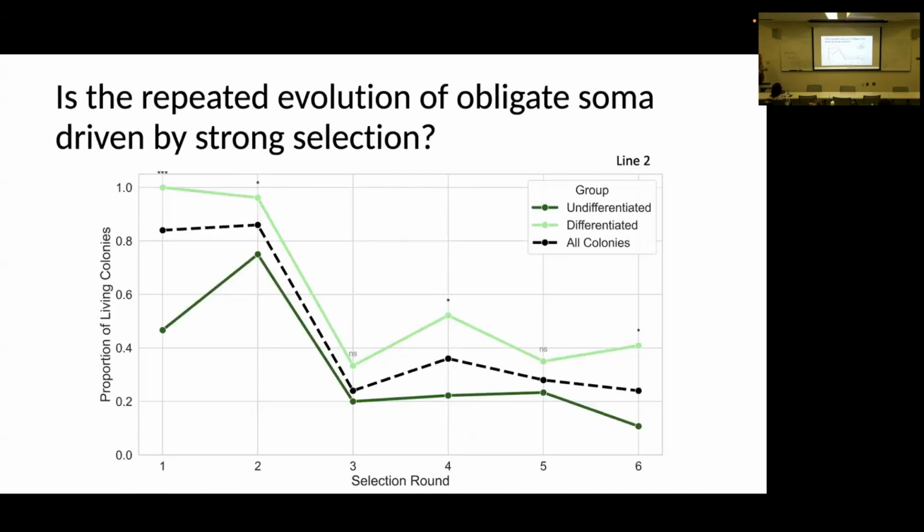Now, I looked at survival following cold shock after multiple rounds of selection as well. And I found that repeated cold shock imposes very strong selection. After 3 rounds of cold shock, only about 80% of my colonies are surviving. There's massive death associated with this. And often, colonies that have at least one somatic cell are more likely to survive that cold shock than undifferentiated colonies.